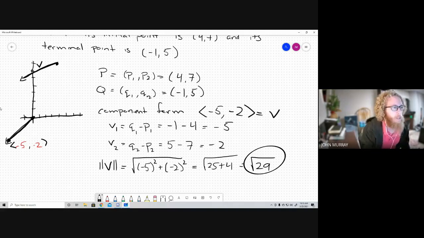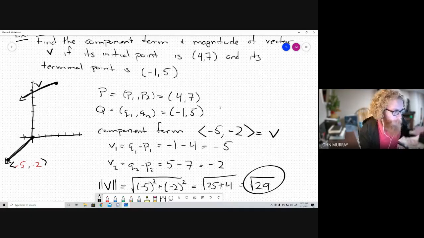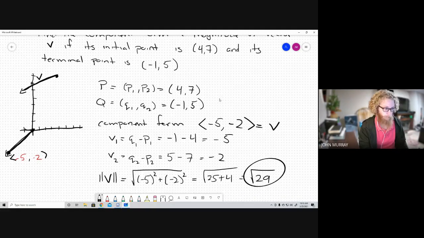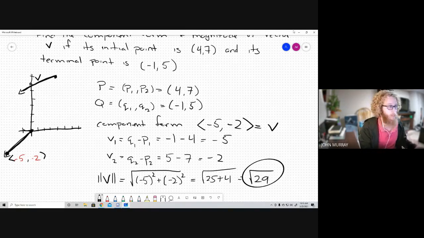All right. Any questions about that? I think that's pretty straightforward. I know it's a lot of vocabulary and new ways to name things, but it's subtraction and the distance formula. So I think that's pretty simple. All right. Any questions?